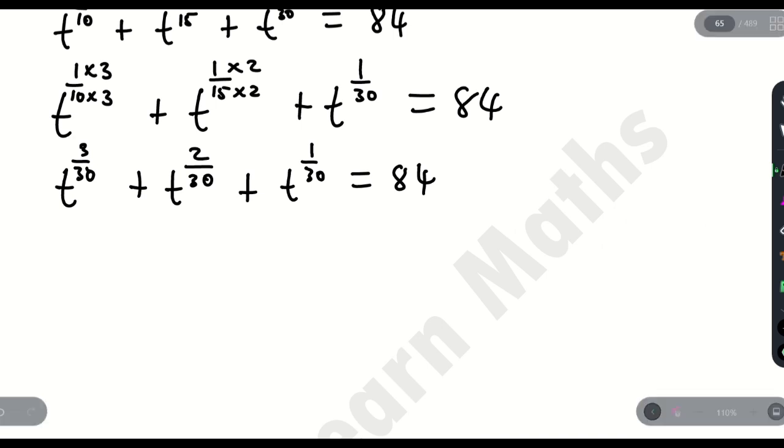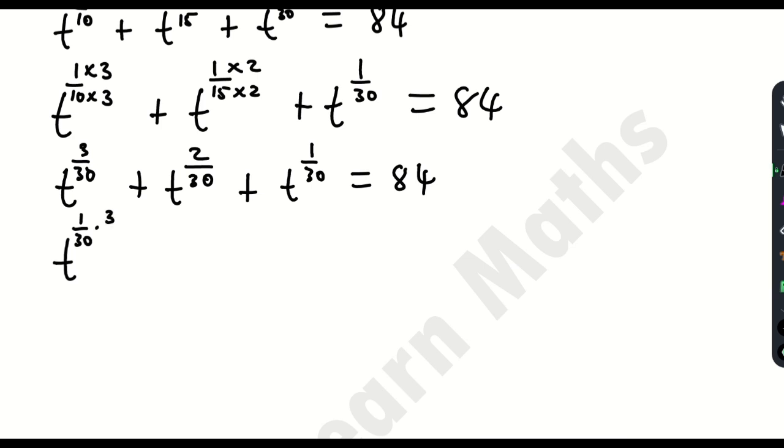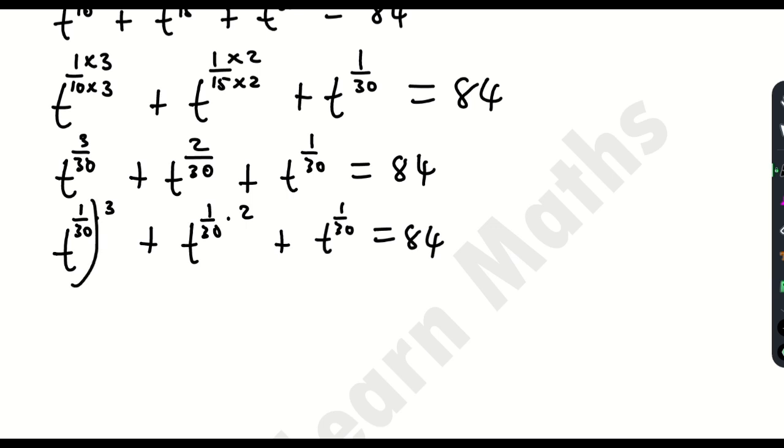So this will become t raised to the power of what? 1 over 30 times 3. All right, because 1 over 30 times 3 will still give you what? 3 over 30. Do the same thing here. T raised to the power of what? 1 over 30 times 2 plus t raised to the power of 1 over 30. And this is equal to 84. Okay, let me just separate this like this and like this.